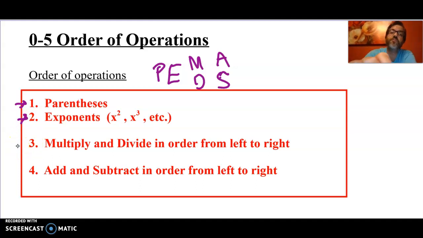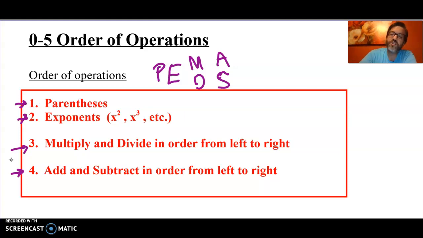And there's a reason I put them together here. I put them together because we don't always multiply before we divide. Sometimes we divide before we multiply. We do them in the same step in the order they appear from left to right. Same thing with AS, addition and subtraction. We don't always add before we subtract. Sometimes we subtract first and then add. We do them in the same step as they appear from left to right.